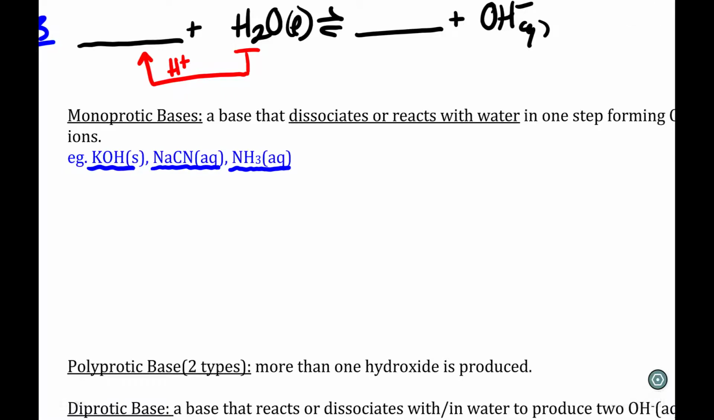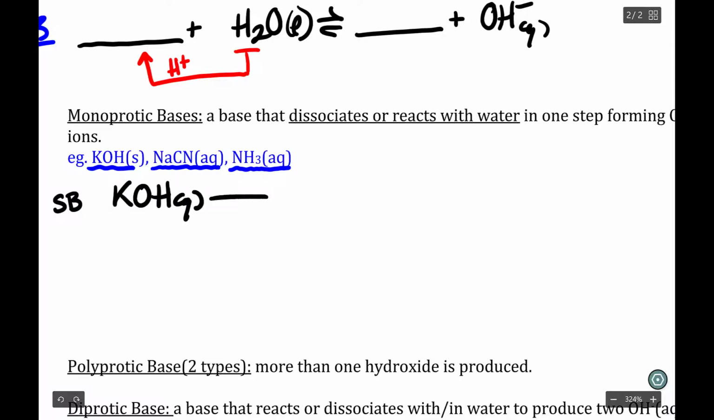I am going to start, though, with KOH. So KOH is a strong base, and it is simply going to dissociate. So we have KOH aqueous or solid, and we put it into K plus aqueous plus OH minus aqueous. And that's all it is. And this is balanced. They're always balanced 1 to 1 to 1 here.